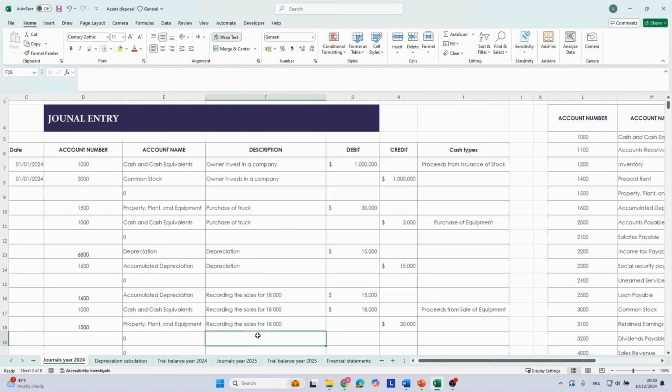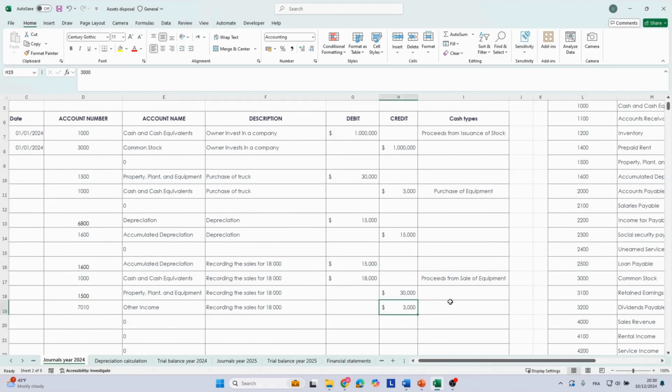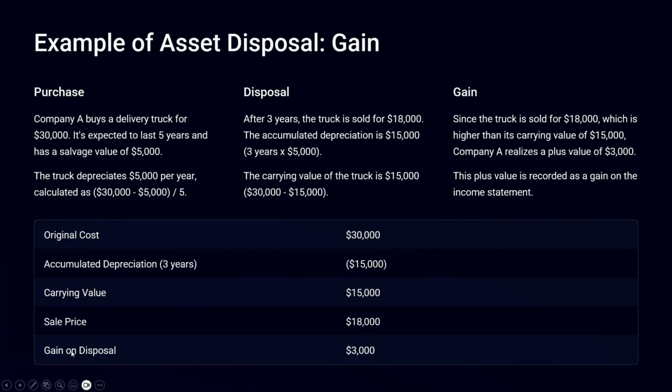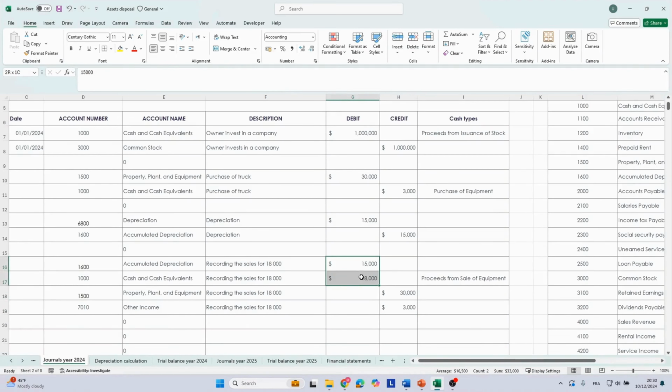So here we need to add another transaction, which will be other income that we receive, which is related to gain on disposal, and 3,000. And the 3,000 is the gain on disposal, which is the difference between carrying value, 18,000 minus 15,000. Here you see that we have debit of 33,000 and we have credit of 33,000. So we have finalized our transaction for the disposal.